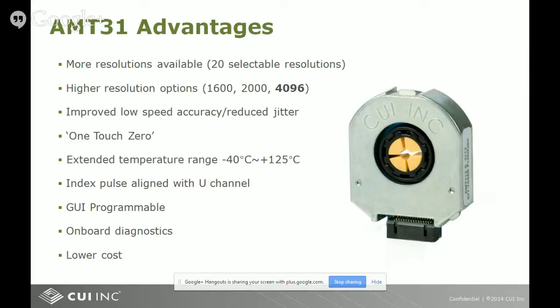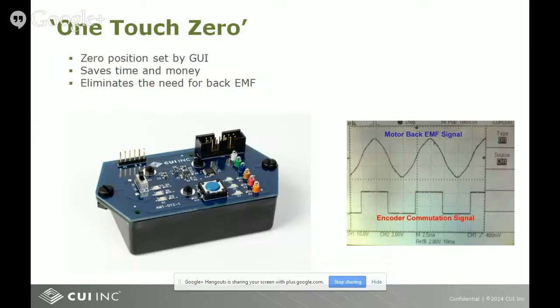Just quickly, some of the advantages, very similar to what we saw with the AMT11, with the GUI programmable, the onboard diagnostics, and extended temperature range. But I really want to talk about our One Touch Zero. Because we're microcontroller and ASIC based, we're able to set the zero position of our encoder on a brushless DC motor in a matter of 1 to 2 minutes versus 10 to 15 minutes if you're doing that with an optical encoder.